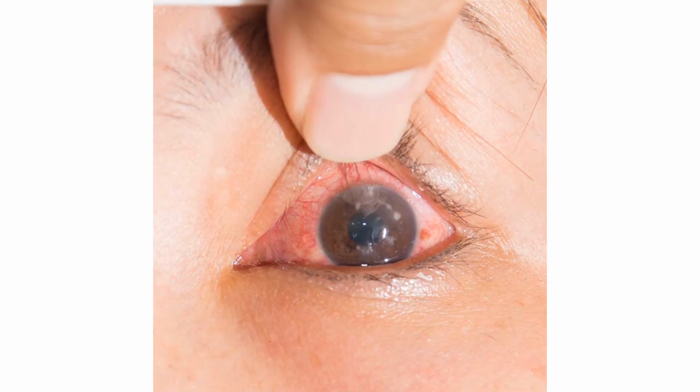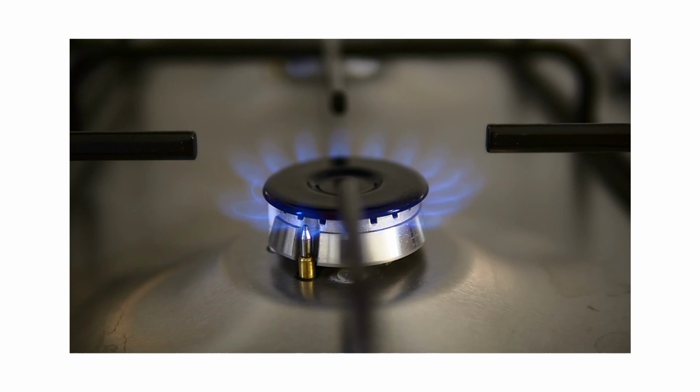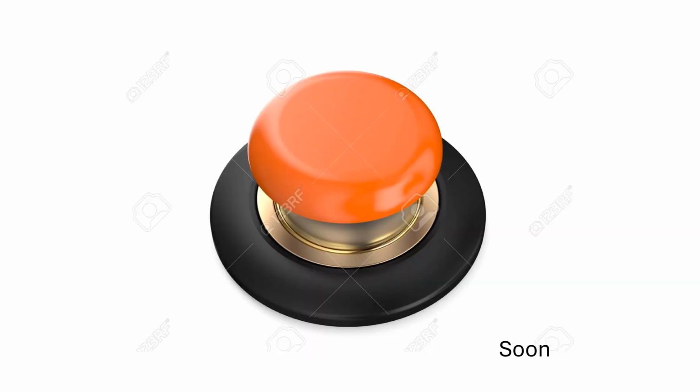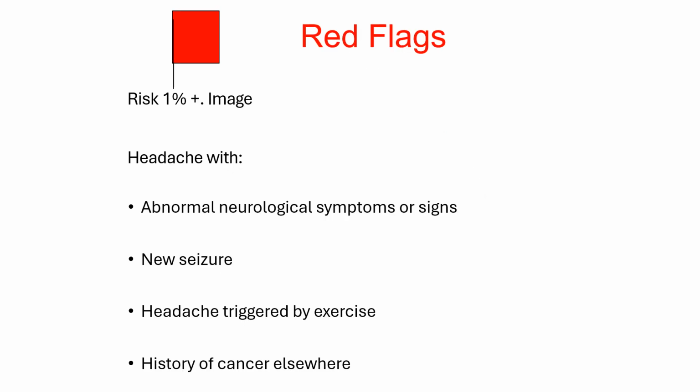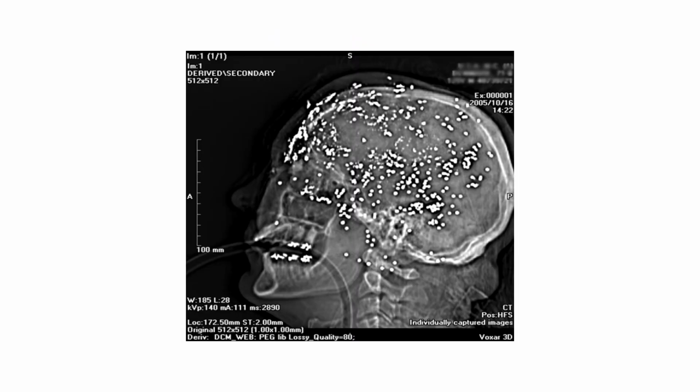Temporal arteritis, acute glaucoma, idiopathic intracranial hypertension, and carbon monoxide are always things to have in the back of our mind. So orange buttons, do something within the next couple of weeks. These are the red flags that we're going to be definitely imaging. These are orange flags when we're going to be watching very closely. Go into those, and this is cluster headache, very different from migraine. I think that's an orange button because this needs to be sorted out pretty quickly.